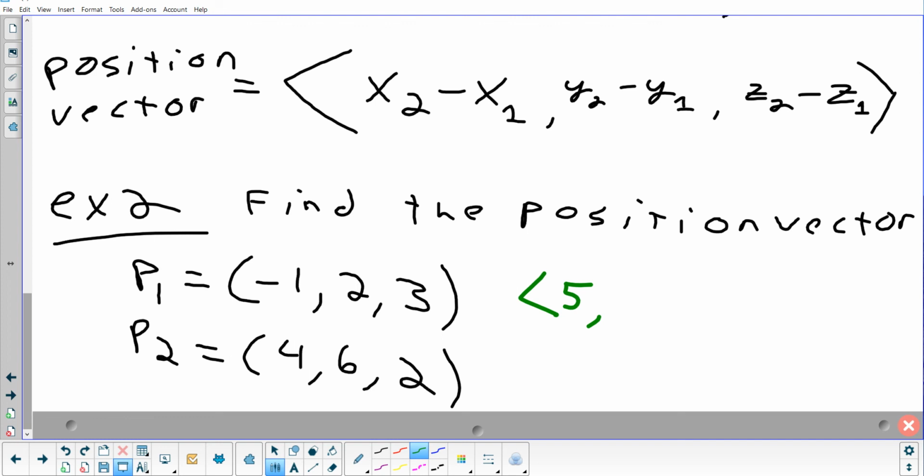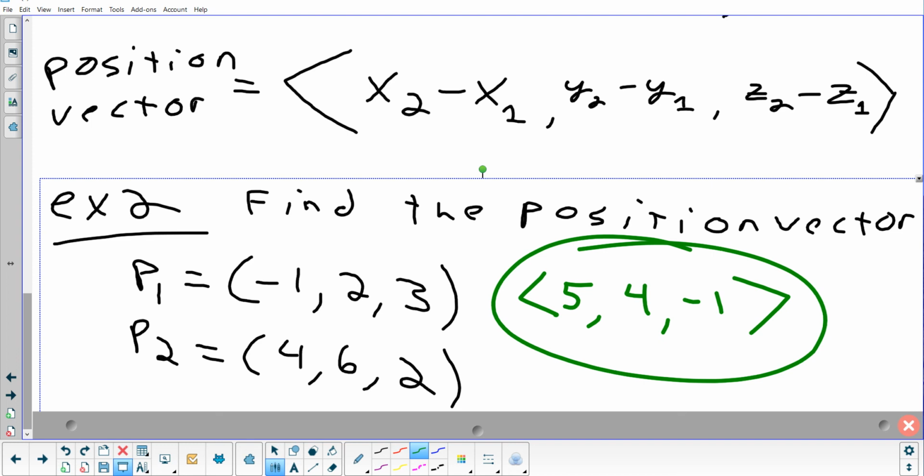All right. Chris, what's going to be my y-axis component? Or you know what? Just tell me the calculation first. 6 minus 2. Now, can you tell me what that is? 4. So 5, 4. And Tyler, the calculation for my z-axis component. 2 minus 3. And 2 minus 3? -1.